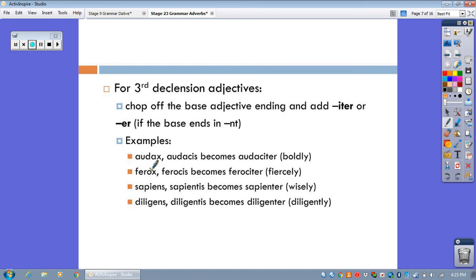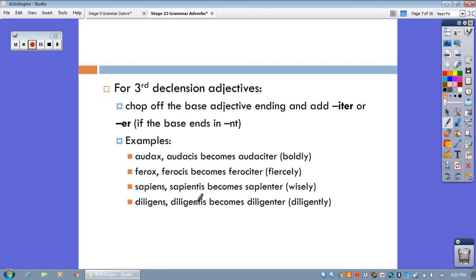Similarly with ferox, genitive is ferocis, chop off the -is, I'm left with feroc. I add -iter, ferociter, fiercely. Sapiens, sapientis. Look at this. I chop off the -is and now sapient is my base. The base already ends in -nt, so now I simply add the letters -er, so it would be sapienter, wisely. Same with diligens.